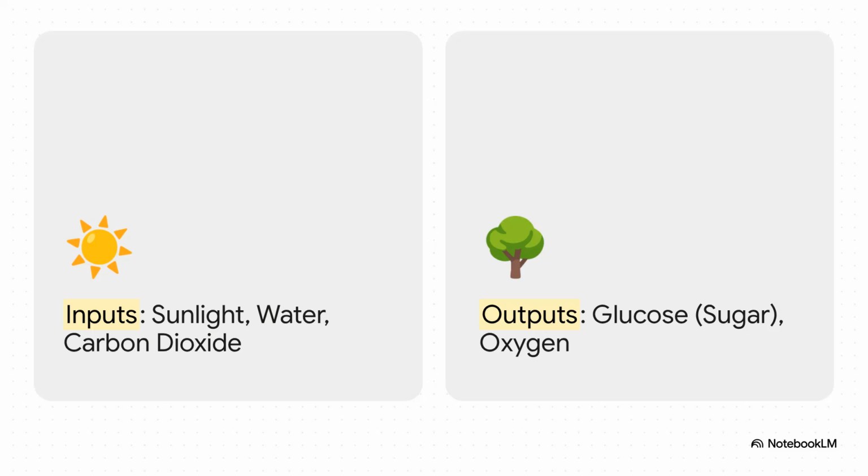Let's take photosynthesis, for example. It is an incredibly complicated chemical process, but we can understand its core purpose by just simplifying it. It all starts with 3 inputs. A plant takes in sunlight, water, and carbon dioxide. Then it works its magic and produces 2 outputs. Glucose, that's sugar, it's food, and the oxygen that we all need to breathe. Simple, clean, and totally understandable.